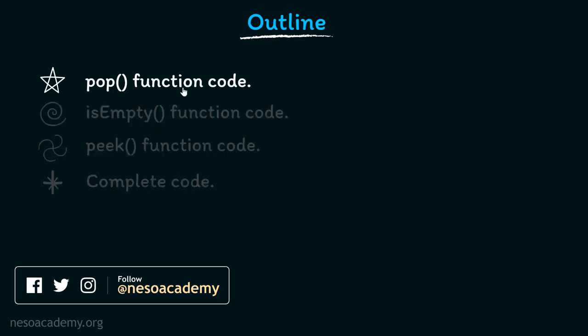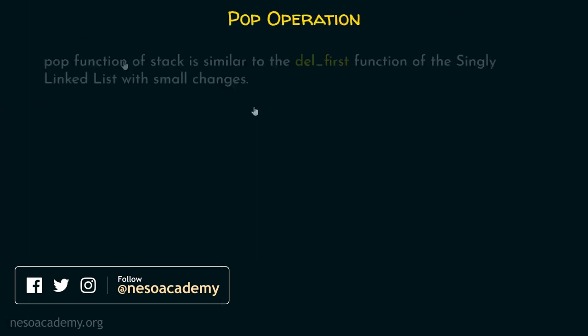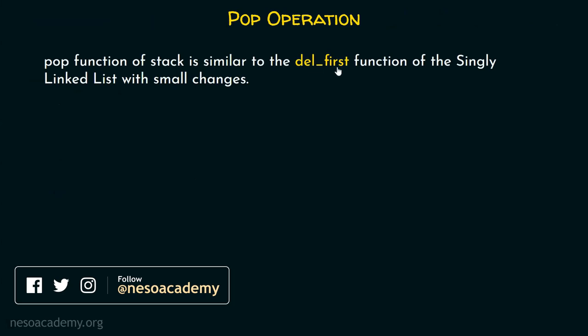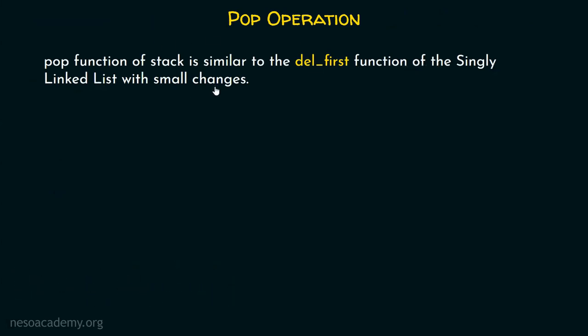Let's see the pop function code first. Pop function of stack is similar to the del first function of the singly linked list with small changes. In the del first function, we will make some changes and it will actually work like a pop function. So pop function is actually similar to the del first function of the singly linked list. If you haven't watched the lecture on how to delete the first node of the singly linked list, then I would advise that please watch that lecture before moving on to this lecture.